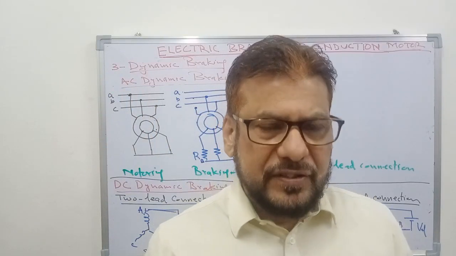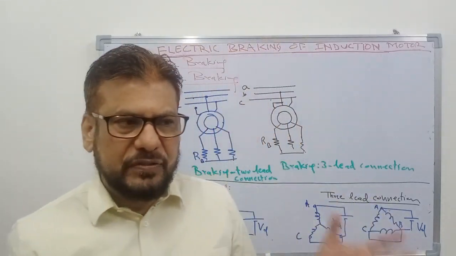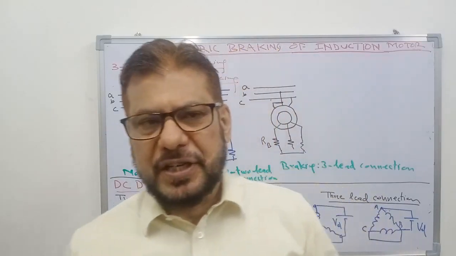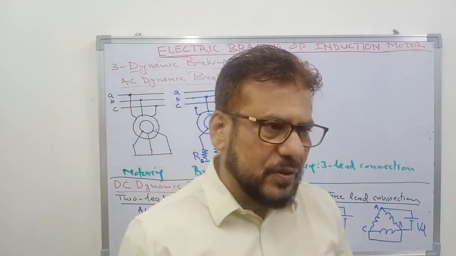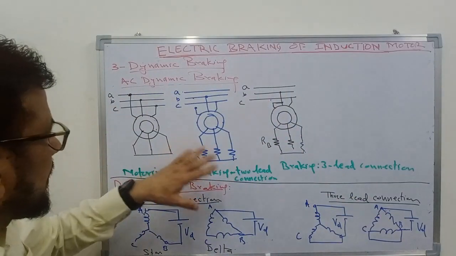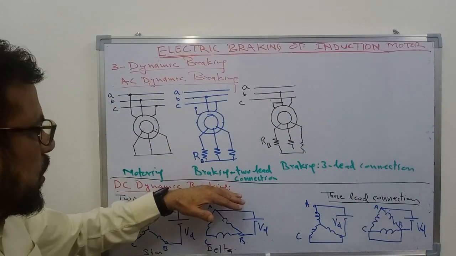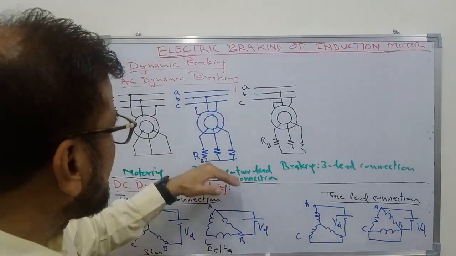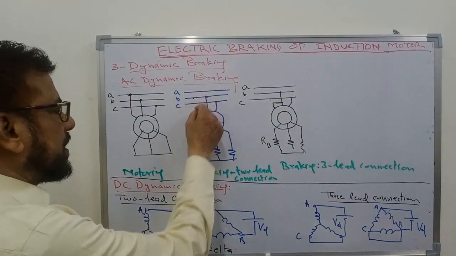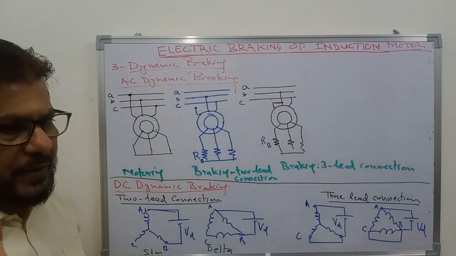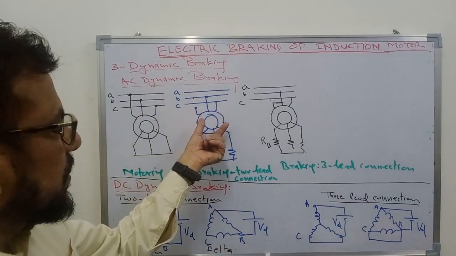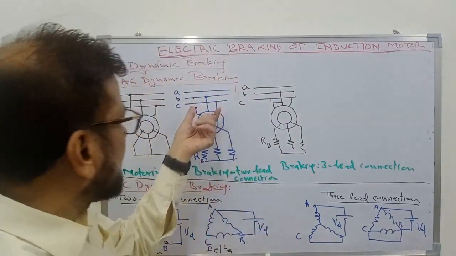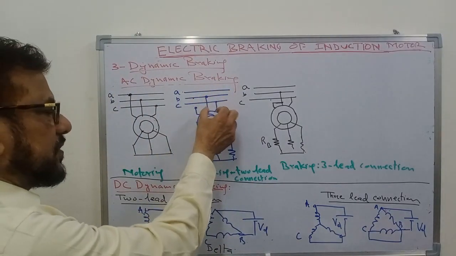So two magnetic fields are produced because of the unbalanced supply, and the net torque will depend on which field is dominating. Here there are two possibilities. One is known as a two-lead connection and the other is a three-lead connection. In two-lead connection, simply one terminal is disconnected from the supply, so only two leads are connected to the stator winding. It is a type of single phasing. The supply is coming only from B and C to this motor.